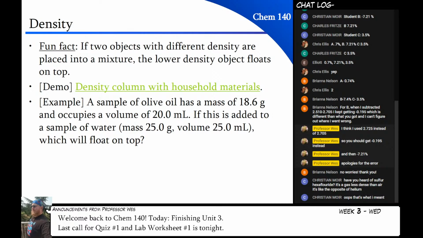Tell me the density of both of them, and then draw a little picture for yourself to indicate which one floats on top. I'll give you about 3 minutes to do it. We'll go over the answers together in just a bit.